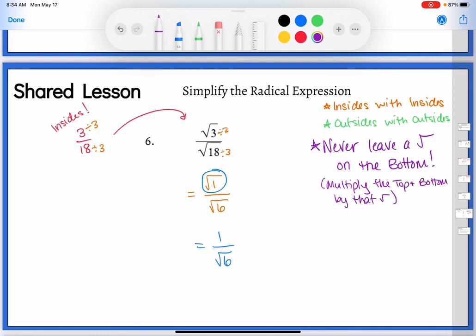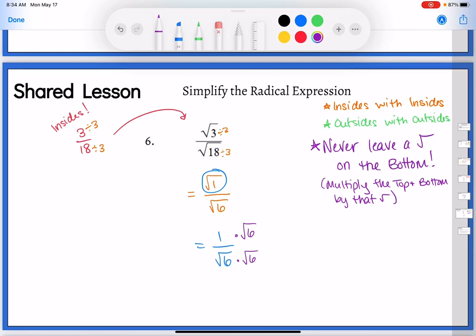Okay, what I mean is I can't square it because that would change the value of my fraction. Instead, if I multiply the top and the bottom by the same thing, that's like multiplying by 1, right? Radical 6 over radical 6 is 1. So I can multiply the top and the bottom by the same thing, and what I want to multiply by is that radical on the bottom, right?